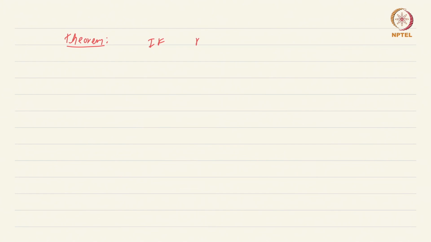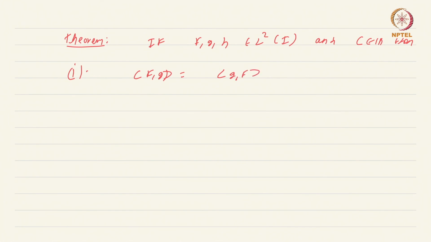If f, g and h are in L2(I) and c is a real number, then we have these properties. We have the inner product <f,g> equals <g,f>. This you have to prove when you show that the inner product we defined is indeed an inner product, but really there is nothing to show. It's just because the integral of fg is the same as the integral of gf.